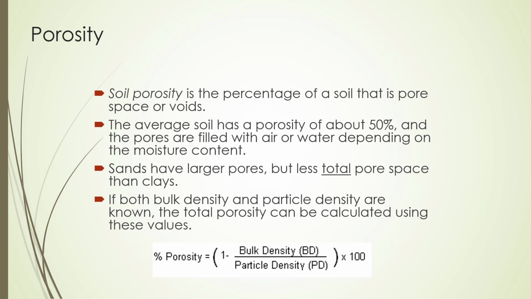So the soil porosity is the percentage of a soil that has pore space or voids. The average soil has porosity of about 50%, and those pores are filled with water or air, depending on the moisture content. Sands, of course, have larger pores but less total pore space than clay. And if both bulk density and particle density are known, then you can figure out the total porosity calculating these values. And we'll do this in lab.